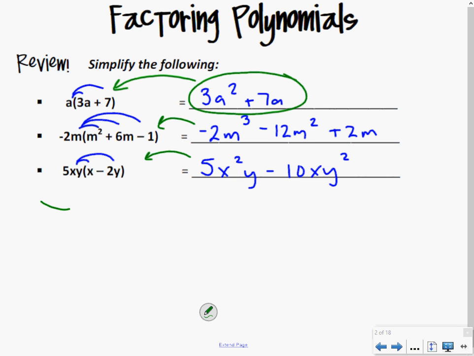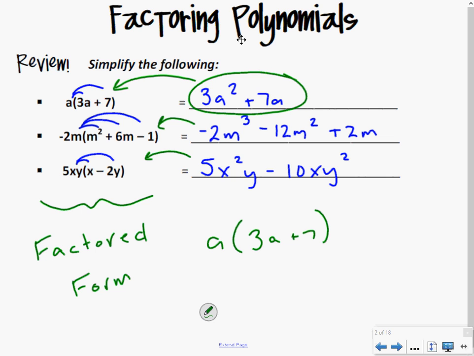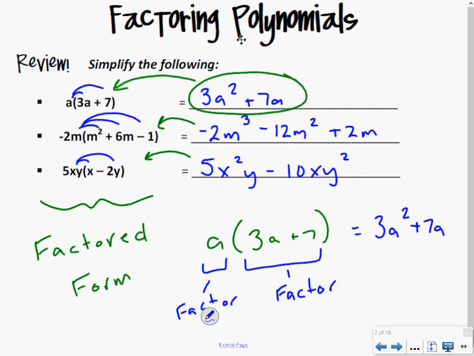So all of these that you see here are what we'll call factored form. Because really, when I have something like a times (3a plus 7), each one of these is a factor. Okay, a is a factor, and 3a plus 7 is the other factor. Together, when these two factors multiply, they give us 3a squared plus 7a. So we're trying to factor polynomials to figure out what we multiplied together to get that polynomial.